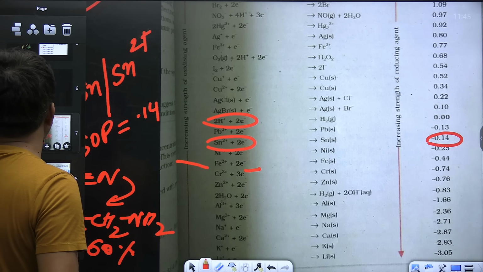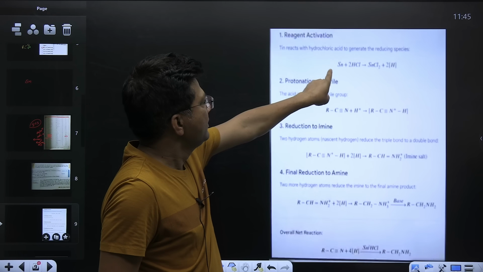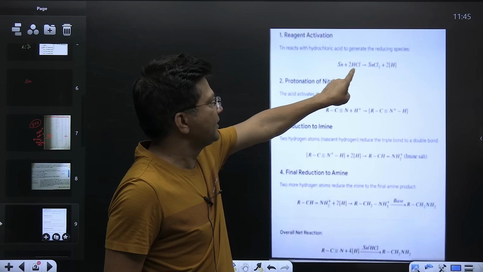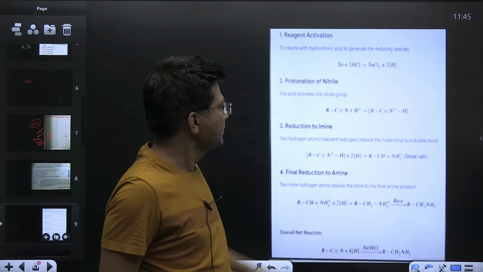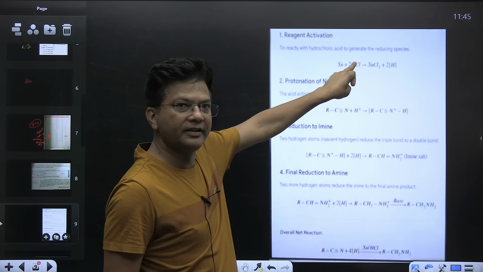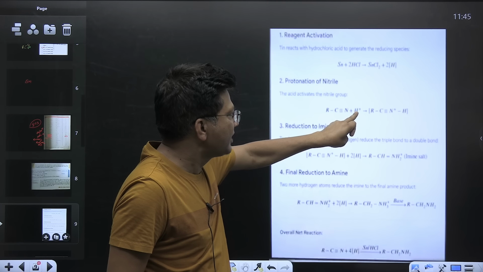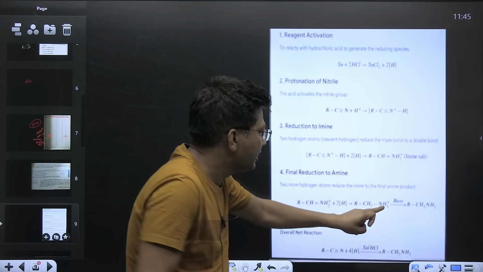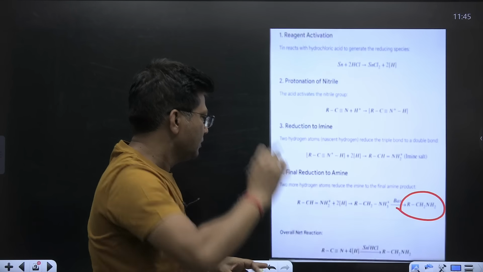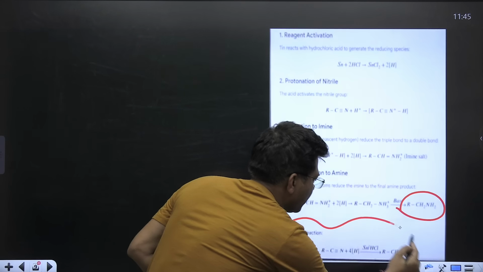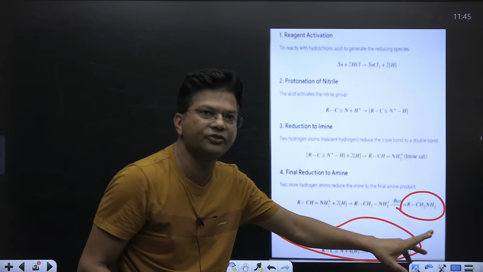Just see the proof. If I talk about reagent activation, tin plus 2 HCl gives SnCl2 plus 2 nascent hydrogen. Is it visible to all of you? Tin plus HCl gives SnCl2 and nascent hydrogen. Now RCN will react with this hydrogen and it will come to RCH2NH2. So the overall net reaction is RCN plus 4 nascent hydrogen gives RCH2NH2.